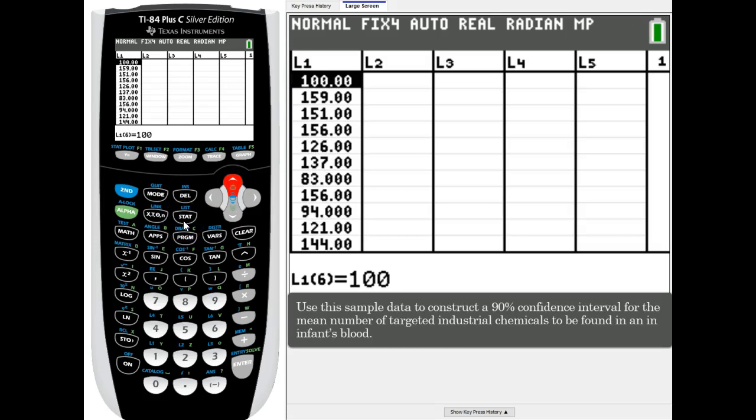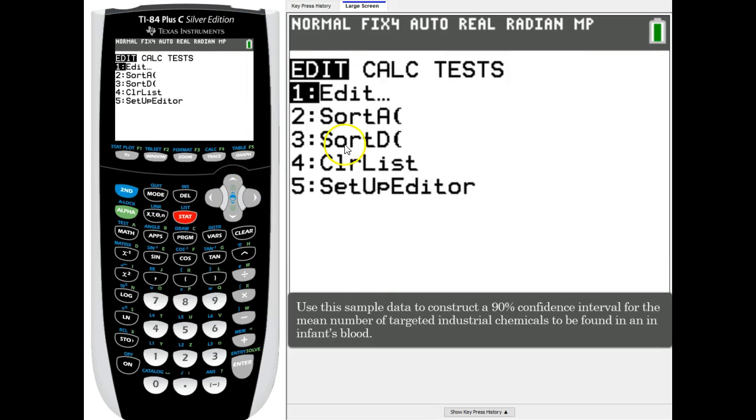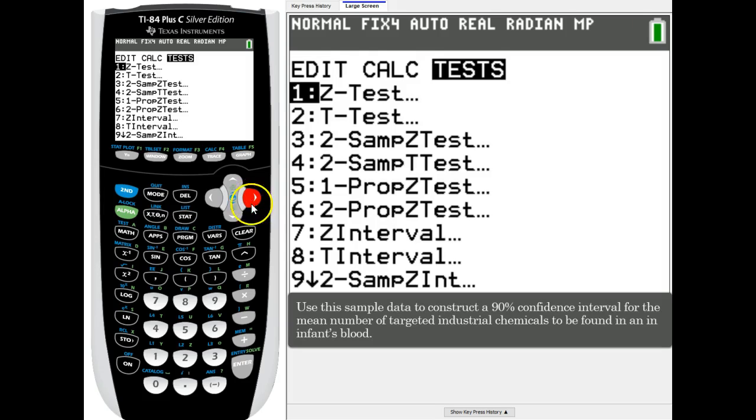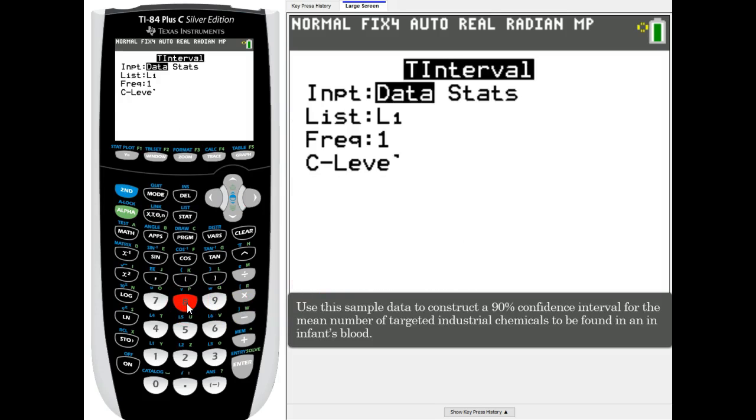So I'm going to go to Stat, and go to Tests. Very similar to a z-test, we're going to do a t-test, and it is a t-interval. Very similar to a z-interval, I'm going to do a t-interval. So 8. Now I do have data. I'm not using statistics, I'm using data.